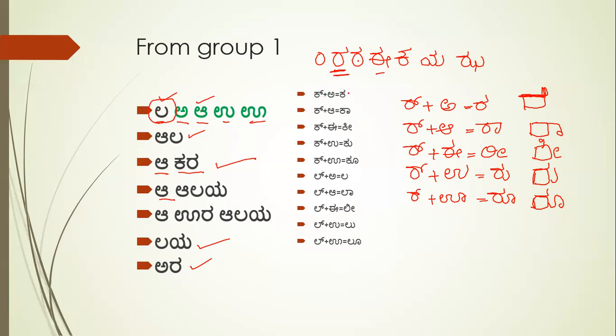So here I have taken the K group for this. Half K plus A, K. Half K plus A, Ka. Half K plus E, Ki. Half K plus U, Ku. Half K plus big U, Ku.